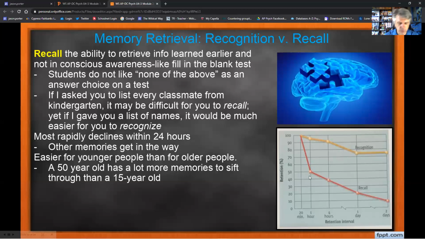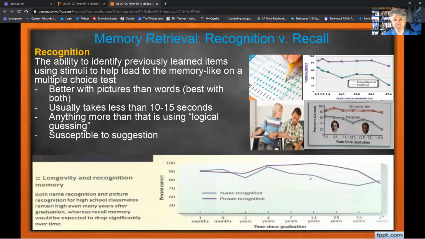So again, our recall rapidly declines in the first 20 minutes. That's why it's very important when you're in class, you take notes, you write things down, because that's going to remind you. It's going to make it easier to go to that thing, because then it's going to come down to recognition. Recognition is why you like a multiple choice test, because now instead of having to sift through all my memories, I just have to look at these 5 particular things. Recognition is very fast. Recognition takes 10 to 15 seconds.